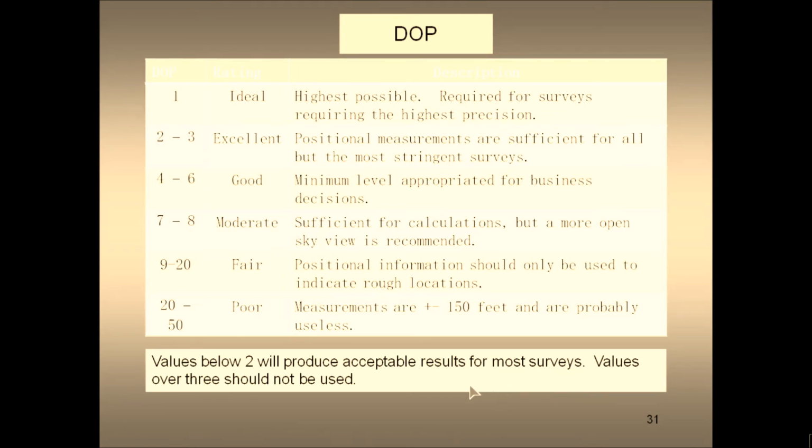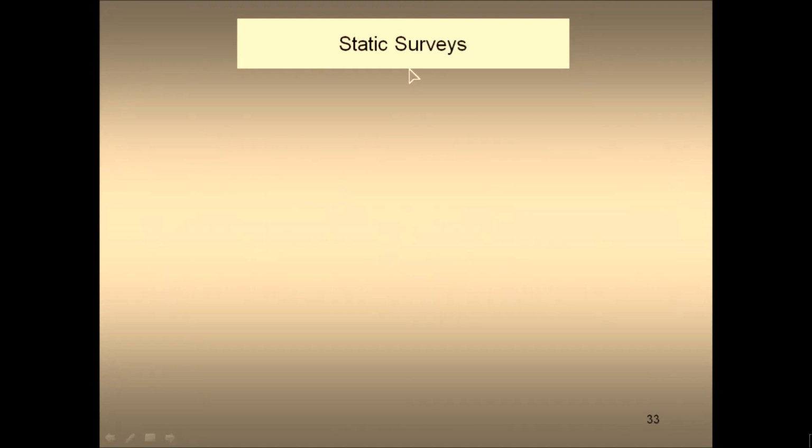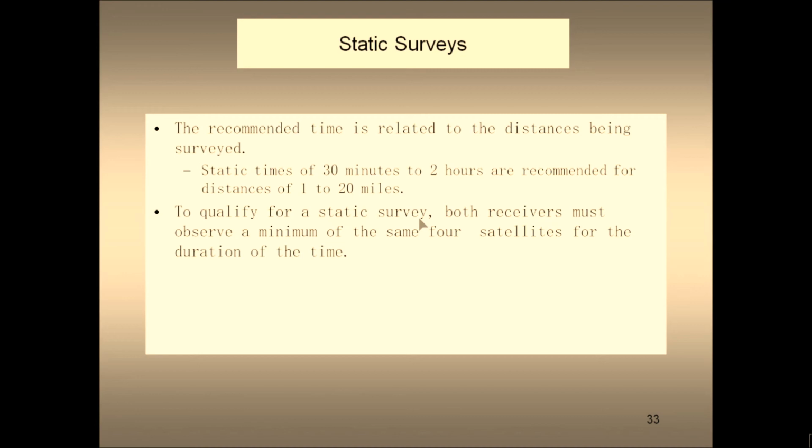Static time: because the receiver continuously calculates its position, increasing the time it is stationary improves the precision. And static time can be divided into 3 categories: static, fast static, and kinematic. For static, the recommended time is related to the distance between the surveying points, and static times of 30 minutes to 2 hours are recommended for distances of 1 to 20 miles. To qualify for a static survey, both receivers must observe a minimum of the same 4 satellites for the duration of the time, and data is post-processed after that.